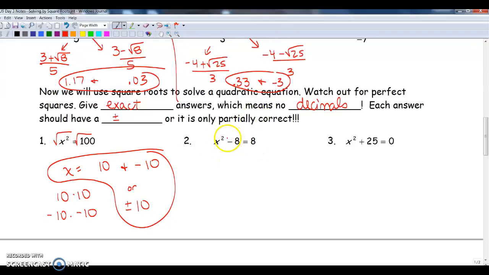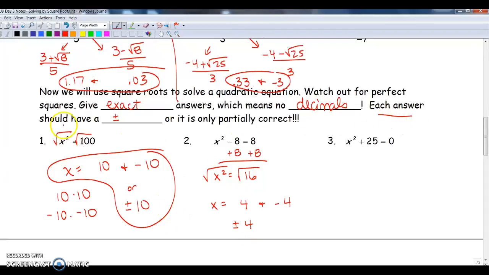Number two, same kind of thing. The goal is to get x squared by itself. So you want to get rid of this -8 by adding it. So we're going to add 8 to both sides. You're going to get x squared equals 16. And then you're thinking, what number times itself is 16? To get rid of the x squared, you're going to square root it. Well, 4 times 4 is 16, and -4 times -4 is 16. So there are two answers. You can write it like this, or you can do plus or minus 4.